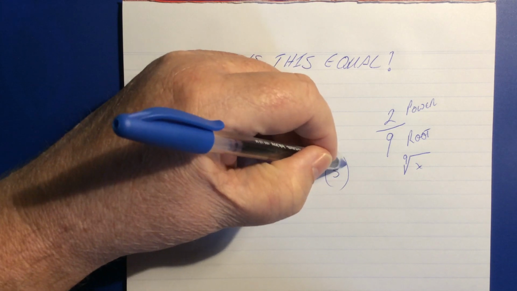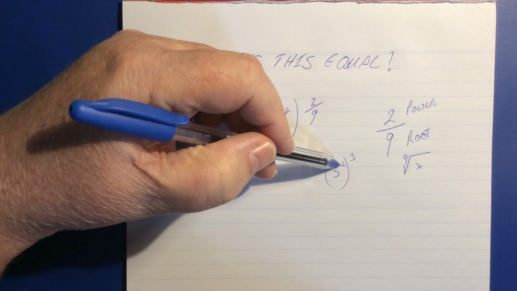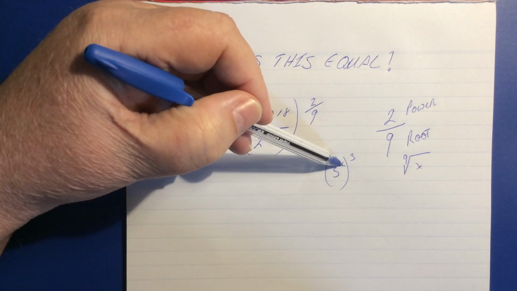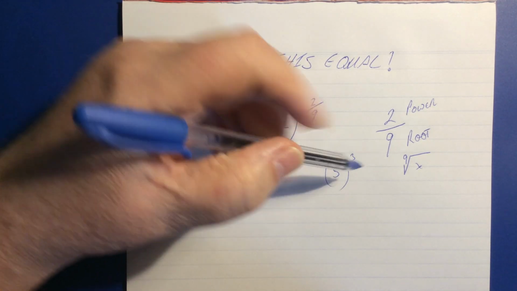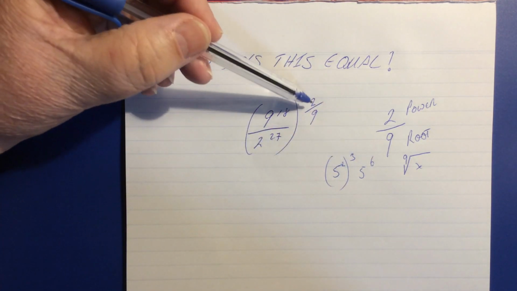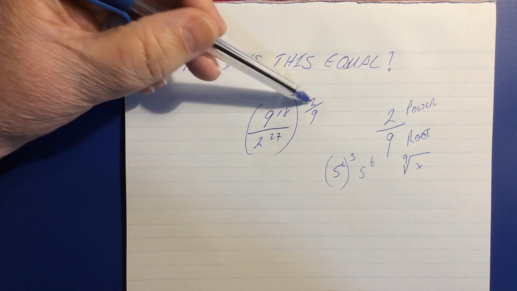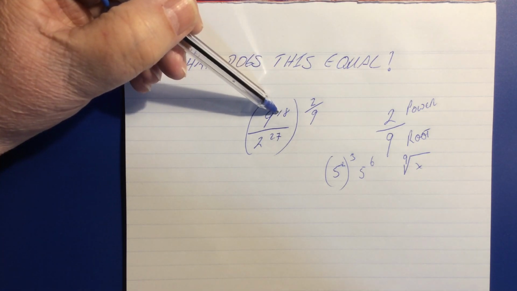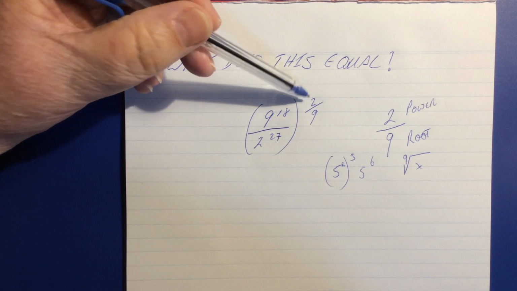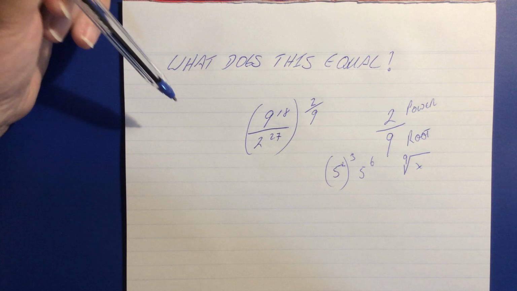So if we go 5 to the power of 2 to the power of 3, that would be 5 to the power of 6. We would multiply those. Let's not get into any more trouble. Let's not raise this to, what did I say, 36, and that to 54. I hope that's what I said.